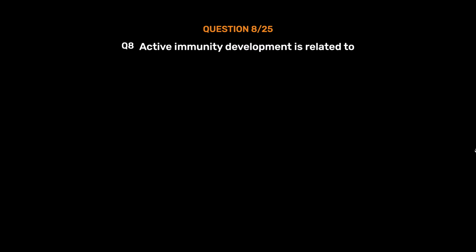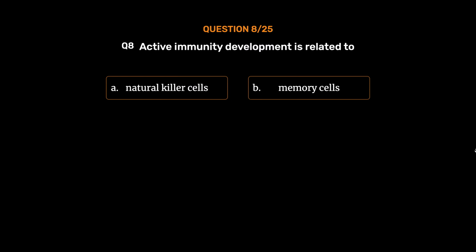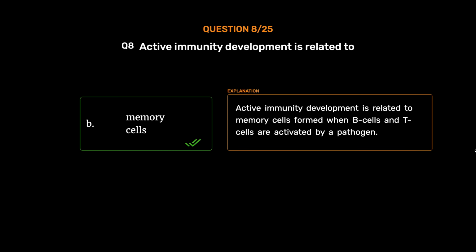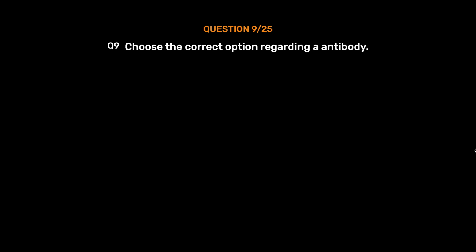Question number 8. Active immunity development is related to. Option A. Natural killer cells. Option B. Memory cells. Option C. Helper T cells. Option D. Suppressor T cells. The correct answer is Option B. Memory cells. Active immunity development is related to memory cells formed when B cells and T cells are activated by a pathogen.